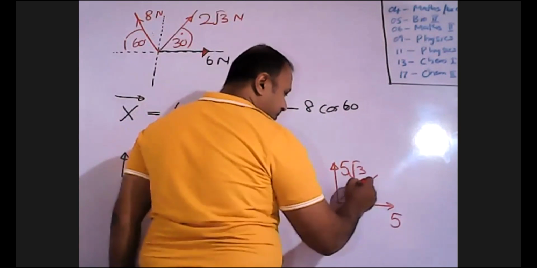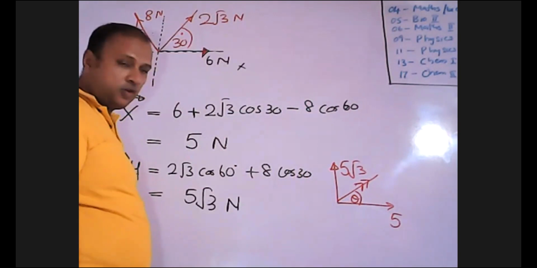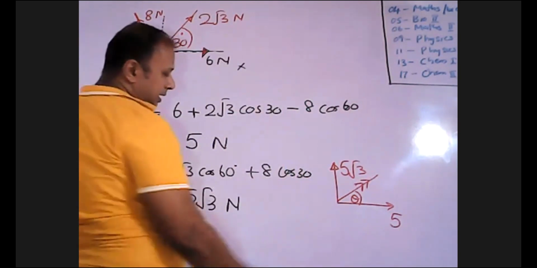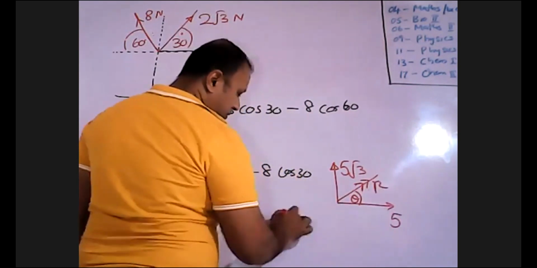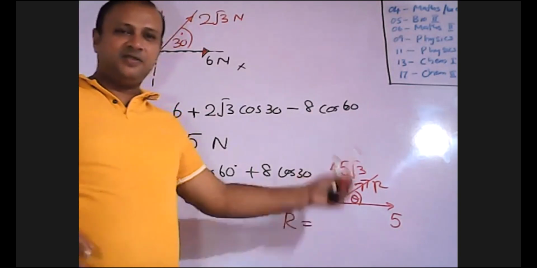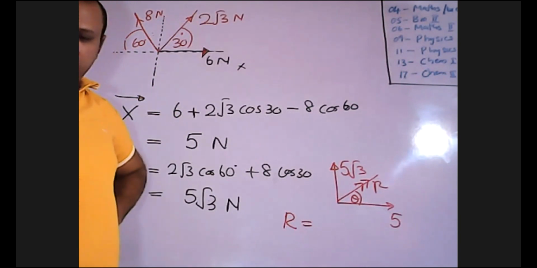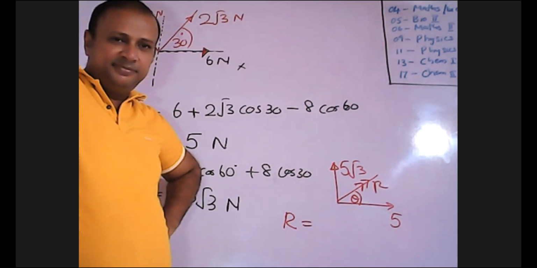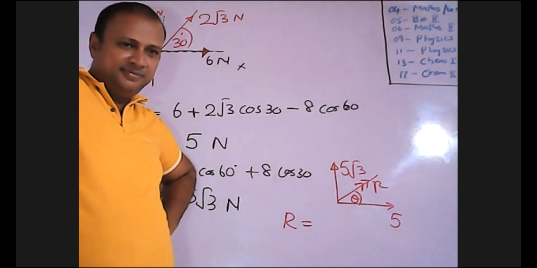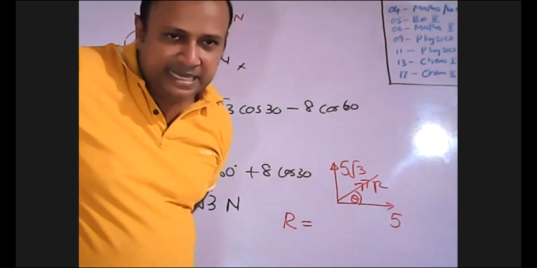Therefore, suppose this is R and this is theta. Theta means the angle between horizontal and vertical. Therefore, R is equal to how much? What is the value of R? Yes, 10 Newton.